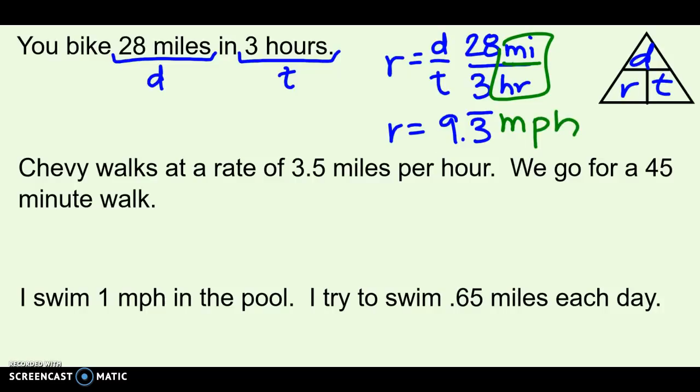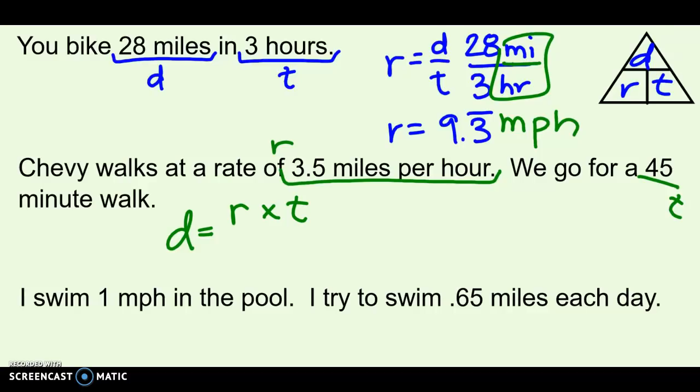All right, the next one, Chevy walks at a rate of 3.5 miles per hour. Well, that's telling me how fast she's going, so that's a rate. And we go for a 45-minute walk, so that would be the time, right? How long it takes us. If I have rate and time, I'm looking for distance. I can go back to my triangle, and distance is rate times time.